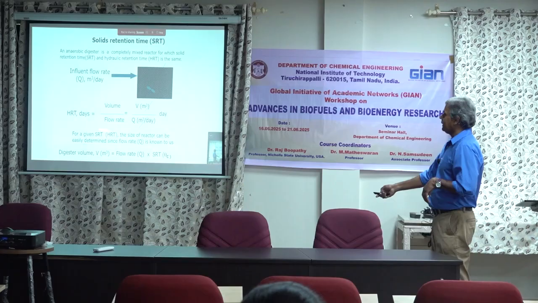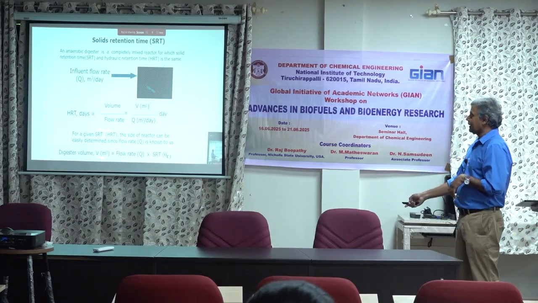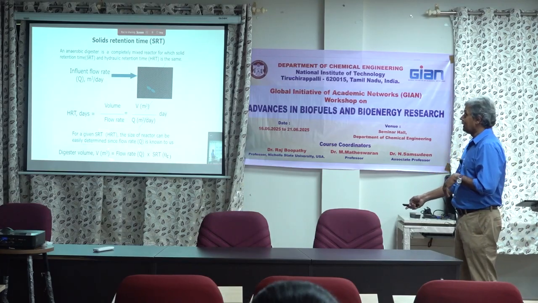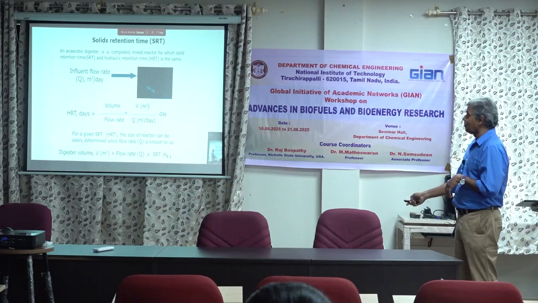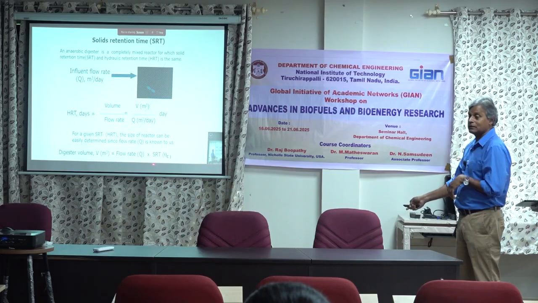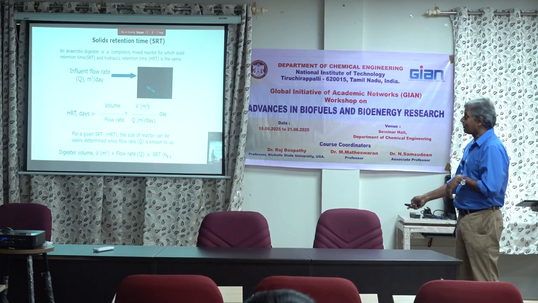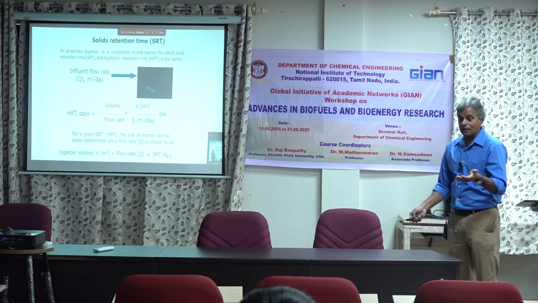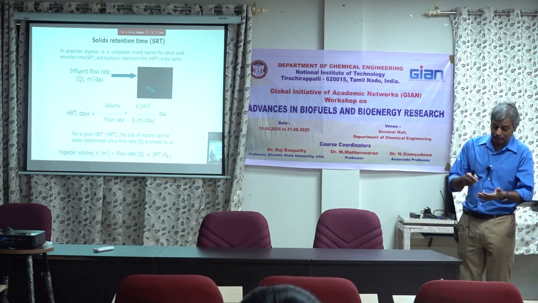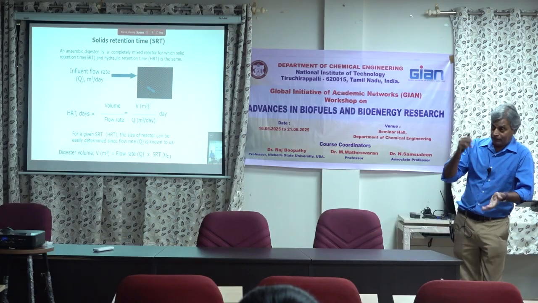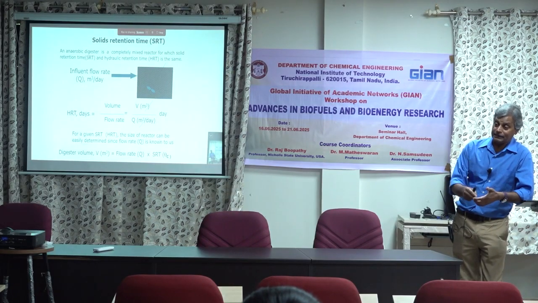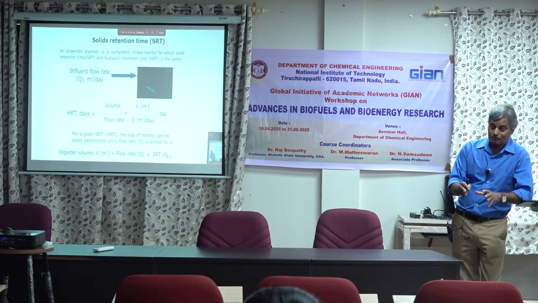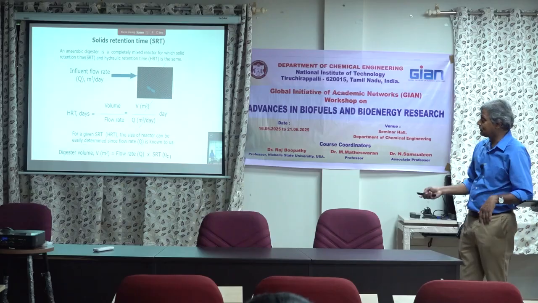For a given SRT and HRT, the size of the reactor can be easily determined. The digester volume equals flow rate times sludge retention time. So these are the formulas you can use when you have a reactor design to find out how much reactor volume you need, how much loading rate you can put in, how many days of HRT, and how many days of SRT. These are some basic formulas you should have.